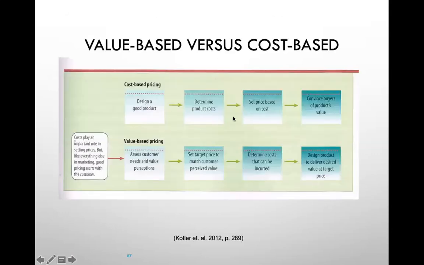Okay. So this slide shows, I'm not going to talk about this one because we just discussed that. This slide shows the difference between cost-based pricing and value-based pricing. Briefly, in the case of cost-based pricing, you start with what product you make, and you source the costs, and after that you make the product and you convince the customers about the product value. In the case of customer value-based pricing, you review the customer perception, and then you set a certain target price, and after that you make the product.